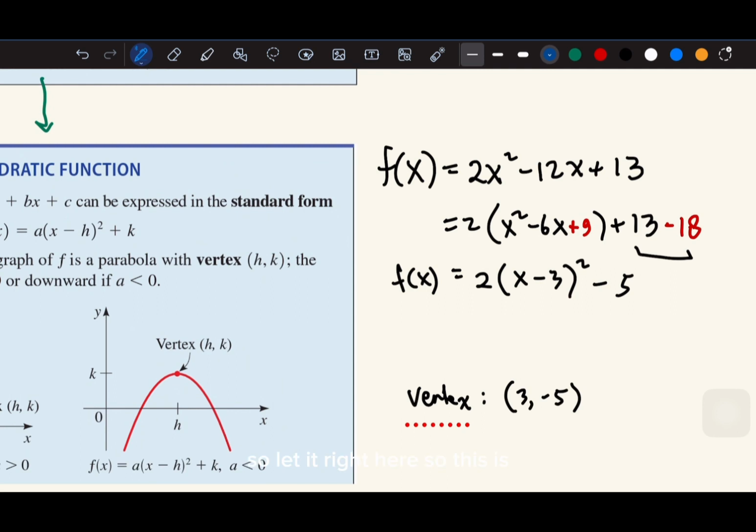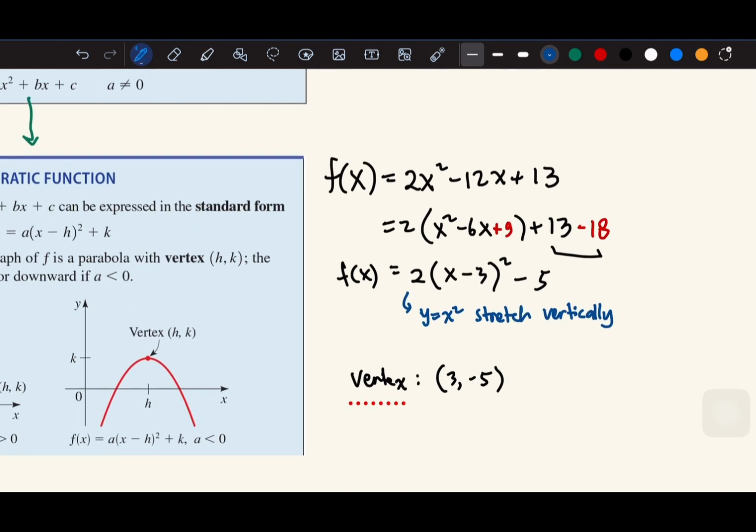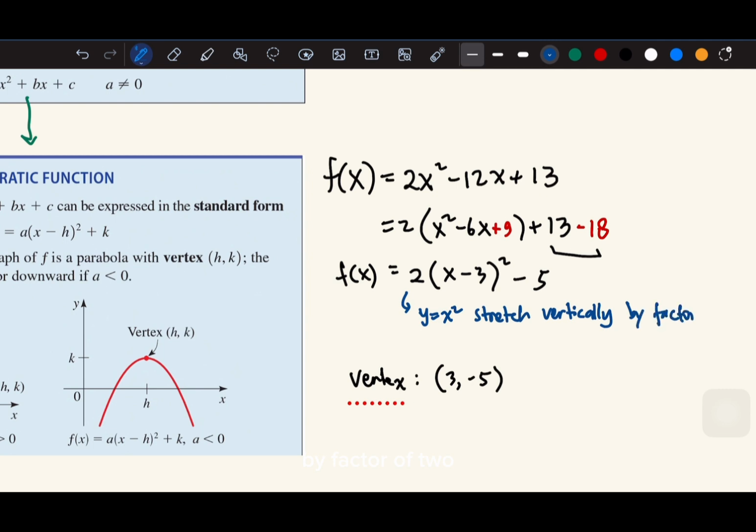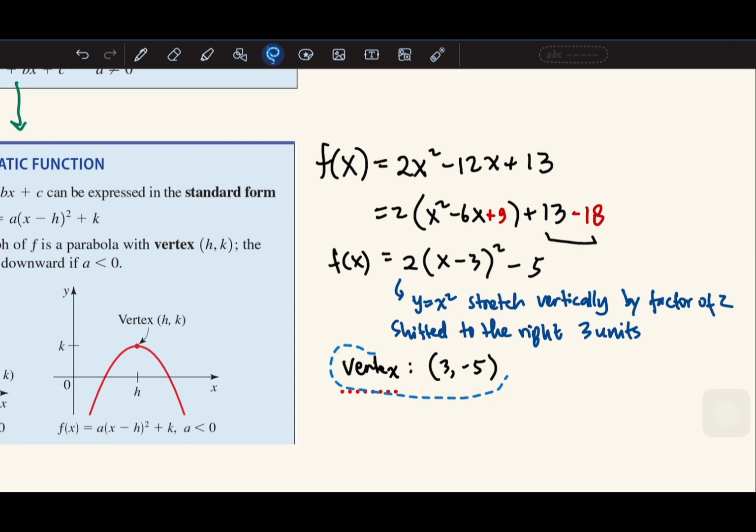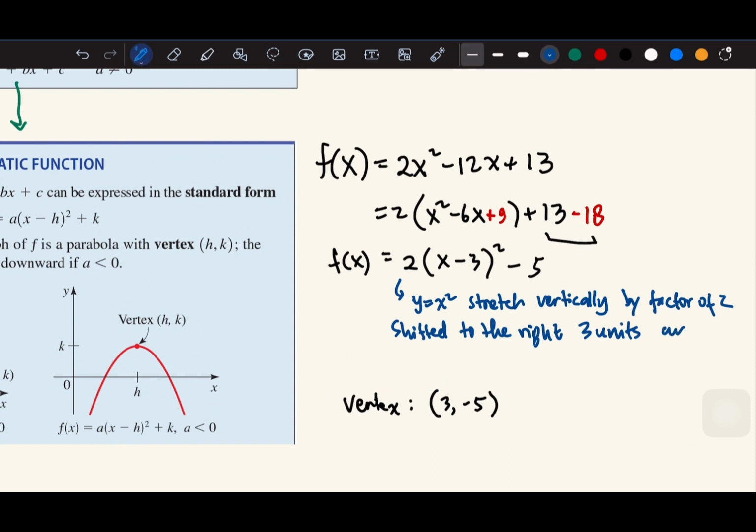So let me write here. Okay. So this is y equals x squared stretched vertically by a factor of 2, and then shift it to the right 3 units, and shift it downside 5 units.